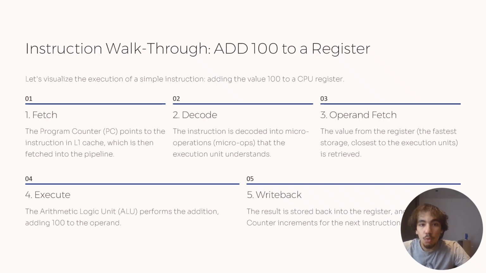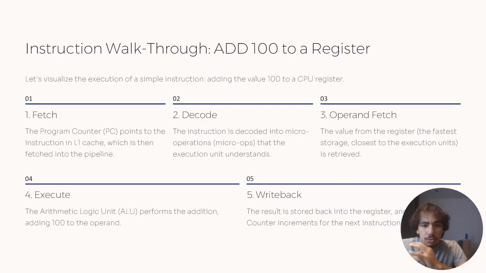Once the operands are ready, the execute stage begins. The ALU performs an addition. It takes the register value and the constant 100 and produces the result. Modern processors can handle an immediate add like this in a single execution step. An advanced microarchitecture may even reorder operations or dispatch them out of order to keep throughput high.